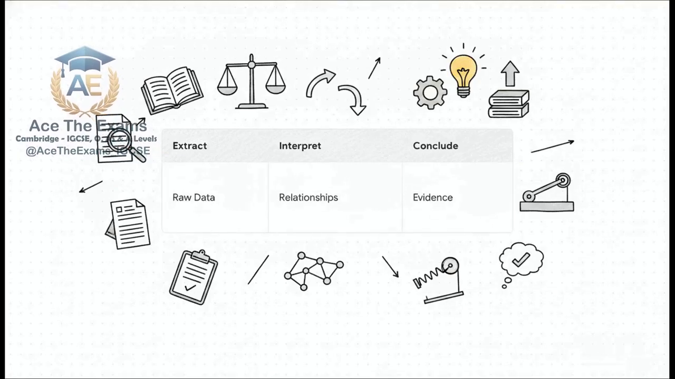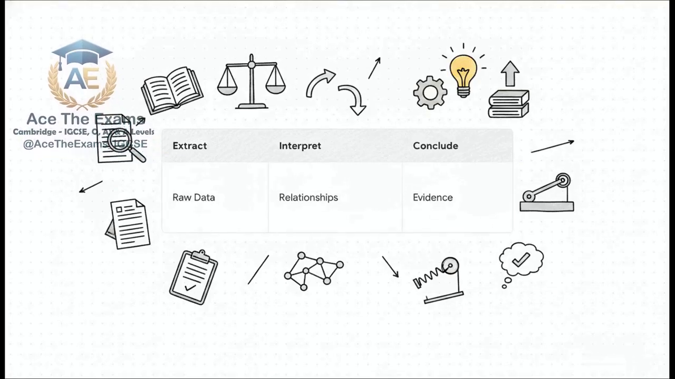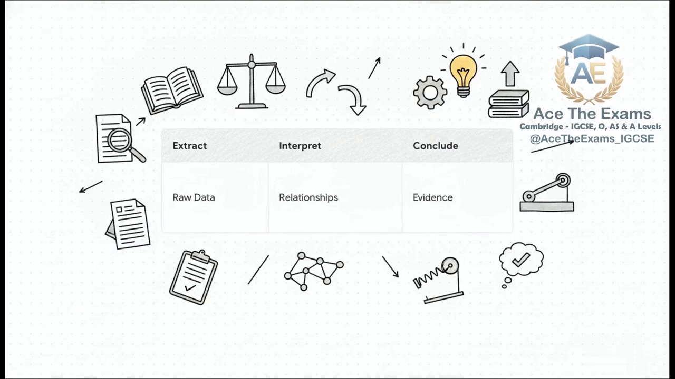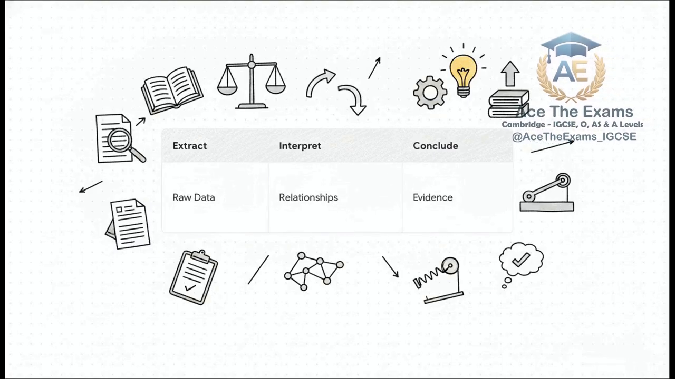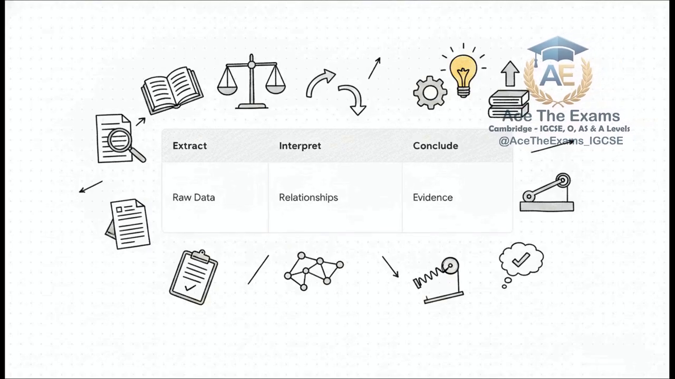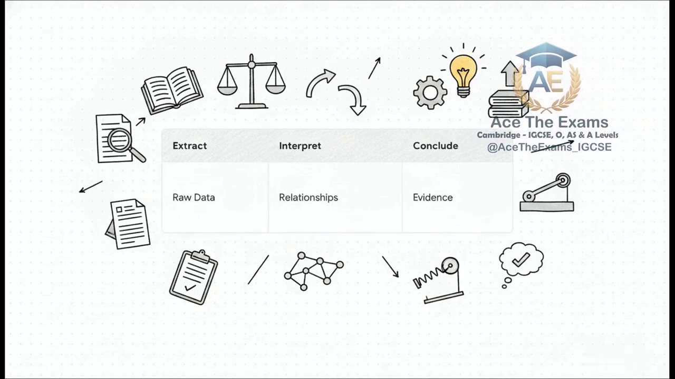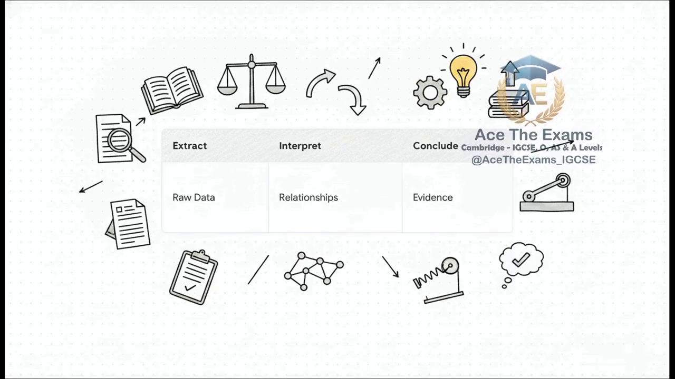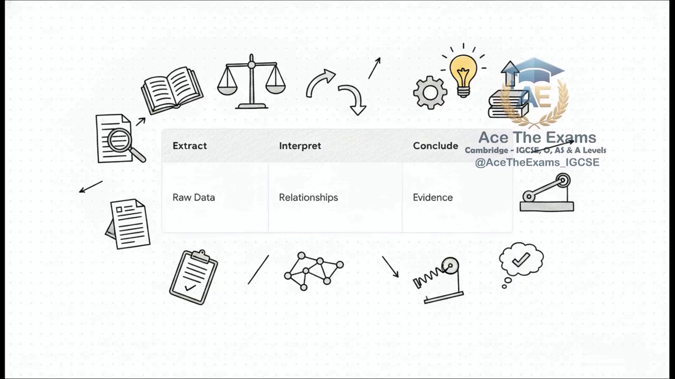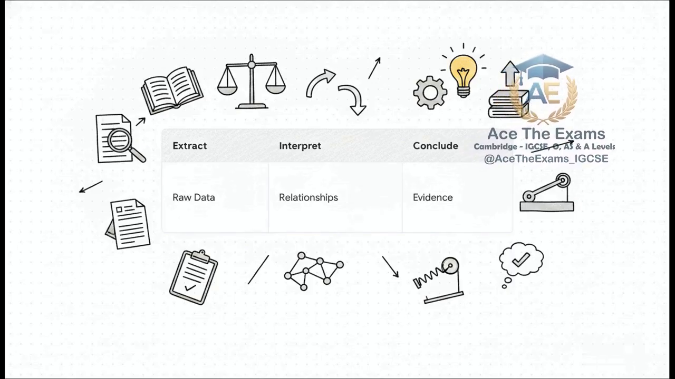Let's zoom in on that extraction phase, because data interpretation skills in topic 4.1 are absolutely critical. If you're struggling to organize complex scenarios, visualize a 3-column table in your head. First, extract the raw data from the texts or tables. Second, interpret the relationships between those forces. And third, draw your evidence-based conclusions. You've got to organize your findings logically before you even think about jumping into the math.